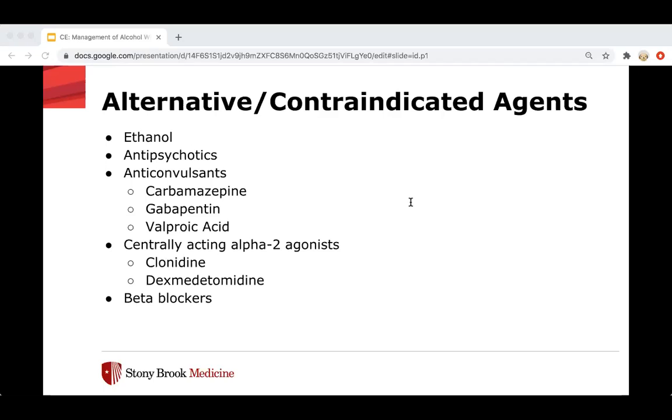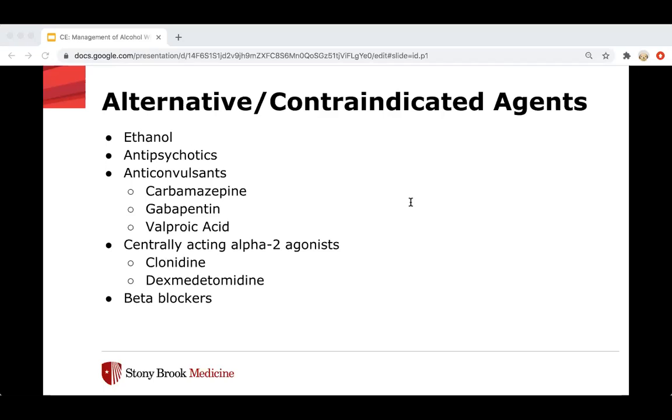And then beta blockers. So these may reduce minor symptoms of withdrawal, but they do not prevent the progression into seizures or delirium tremens. So that's the real mainstay treatment for alcohol withdrawal. We want to prevent the progression into more severe alcohol withdrawal, which all of these medications will not do.